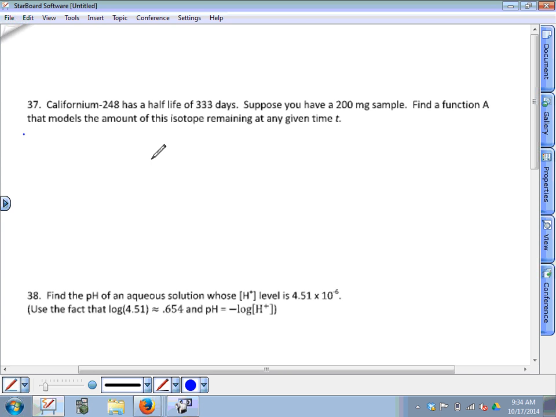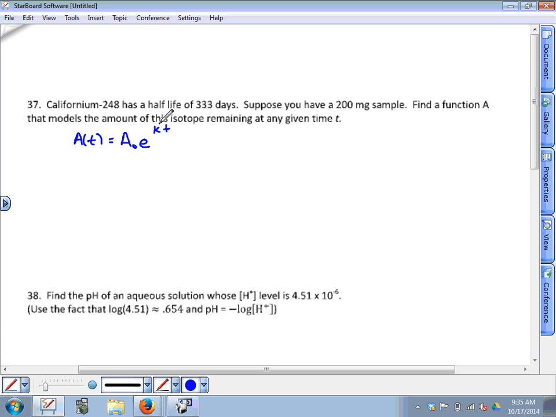Okay, so we have one of these radioactive isotopes here, californium. It uses the same function as in the previous problem. The future amount, or in this case, the amount remaining at any time t, is equal to the initial amount times e to the kt. We've been given an initial amount of 200 milligrams. And we know that the half-life is 333 days, so that will go in place of t right here.